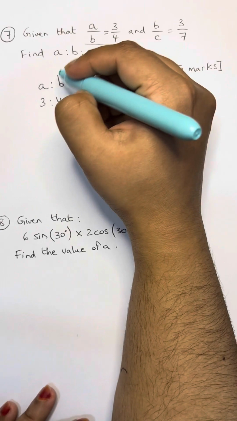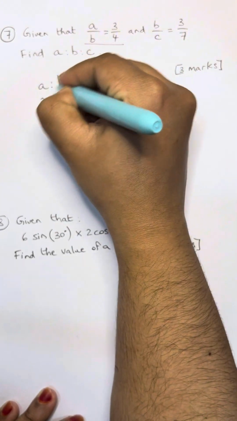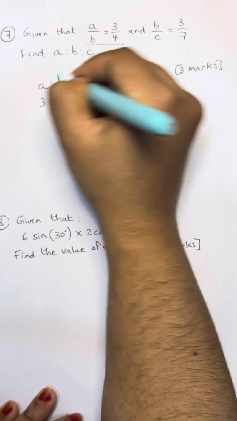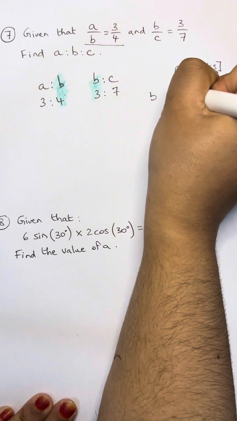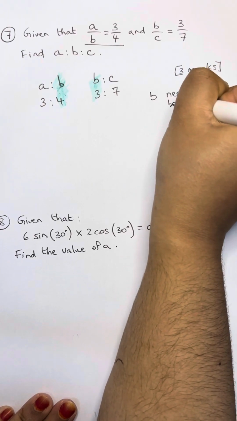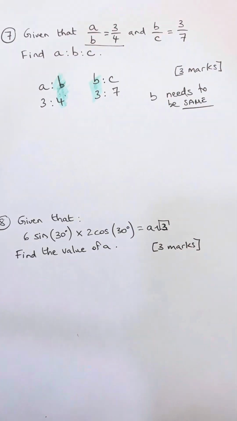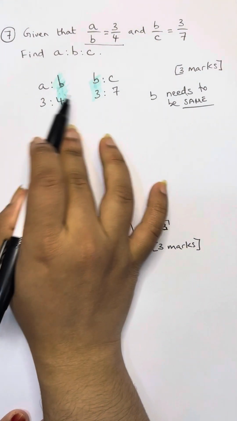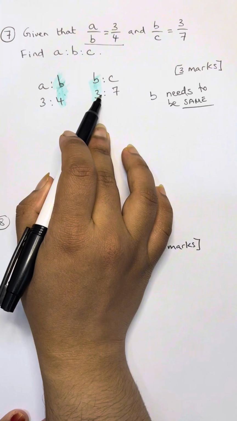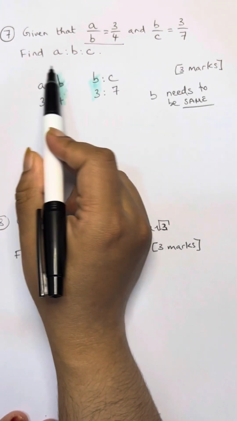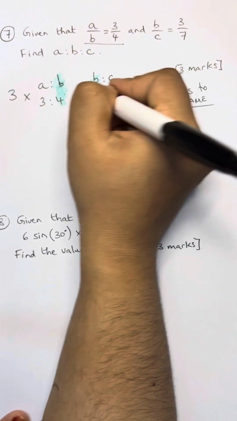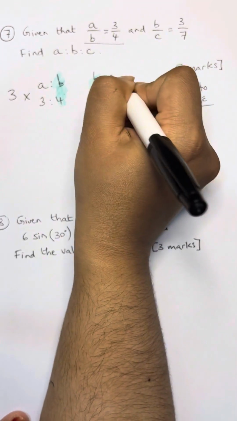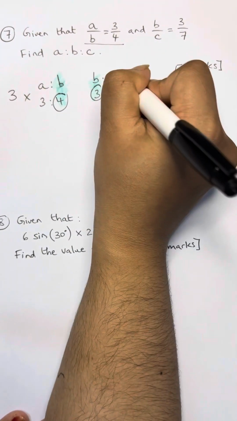Do I have any common letters? Yes, I can see that the two B's are in common. Because they're in common, I need to make the B's exactly the same. So how am I going to do that? I just need to cross multiply these two ratios with the opposite value. So I'm going to multiply A to B by 3, and B to C by 4.